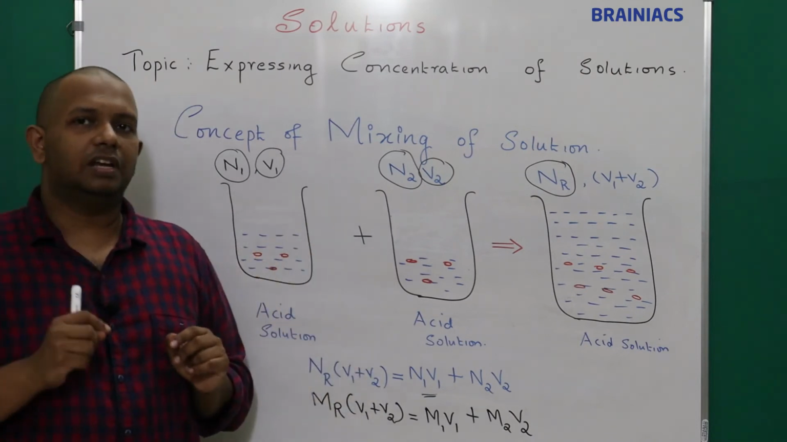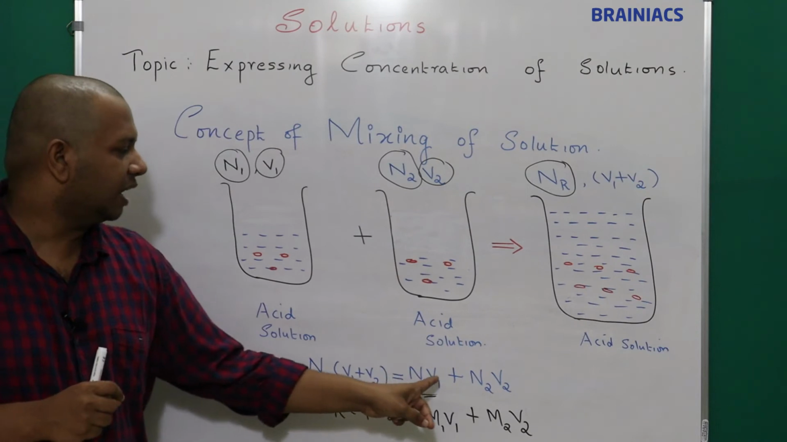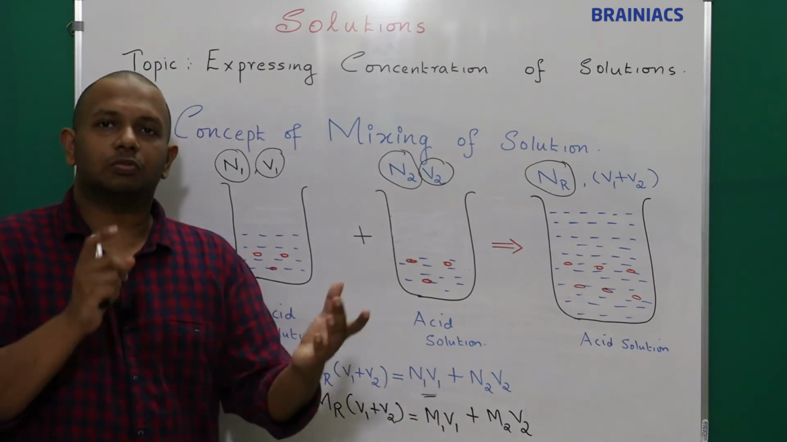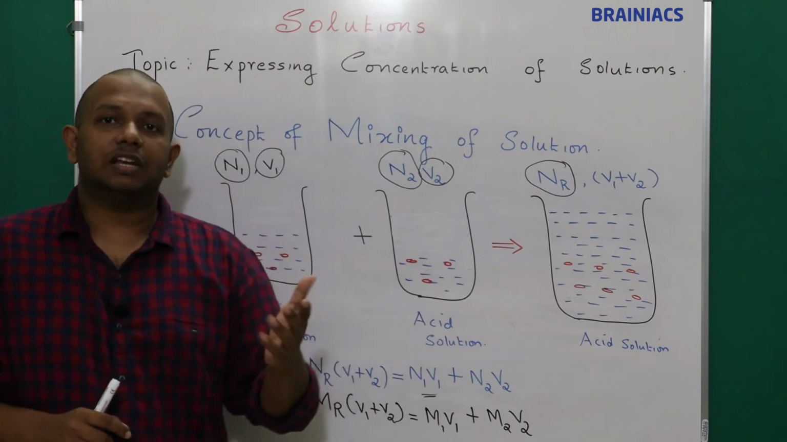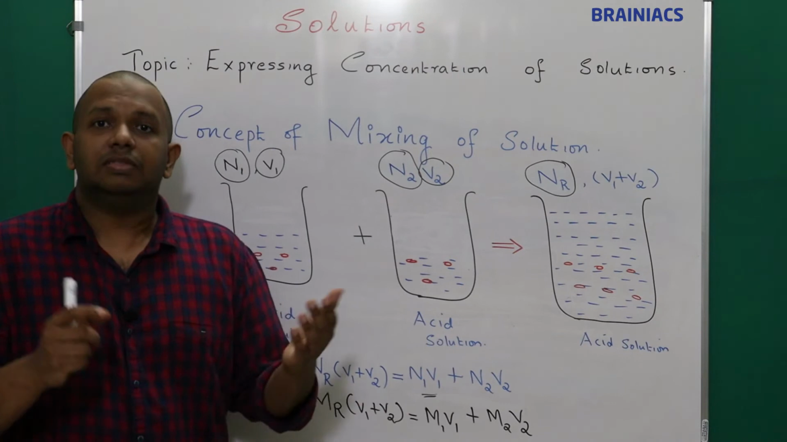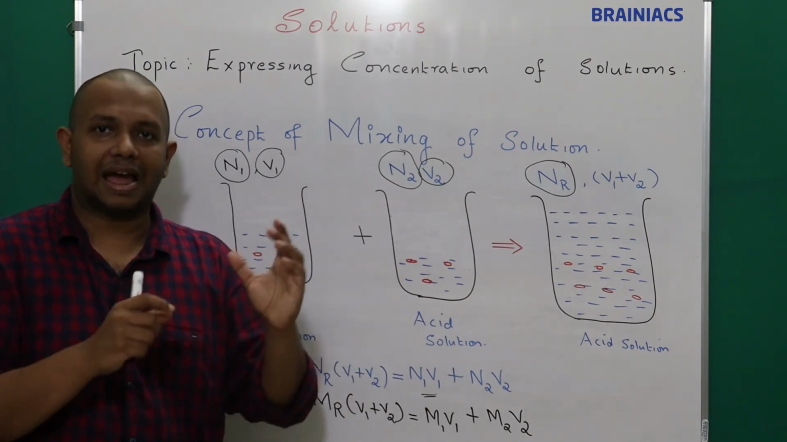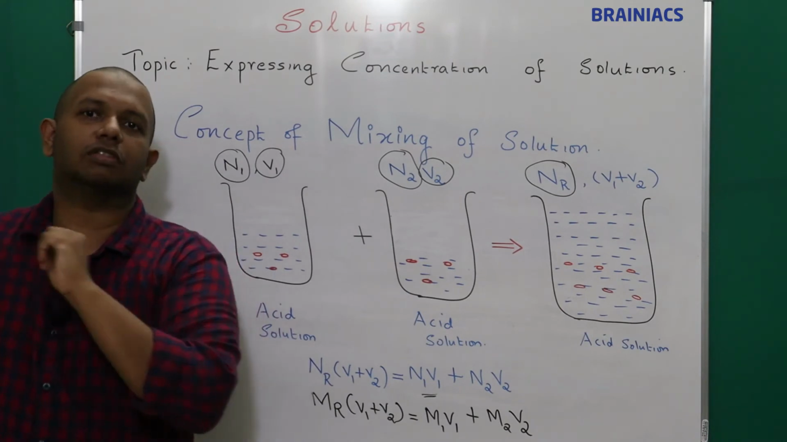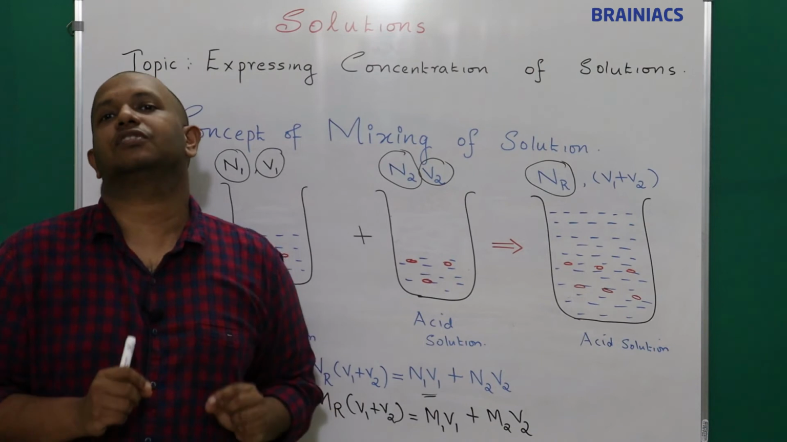Now one more thing I need to point out. Here an acid solution is mixed with an acid solution. That's why I have added up here, because both are going to be added up in the final solution. But if I take one as an acid solution and the other as a base solution, this is not going to add up. Why? Because this will undergo neutralization. Acid will react with a base to form a salt. We learned this in our early classes. That is called a neutralization reaction.